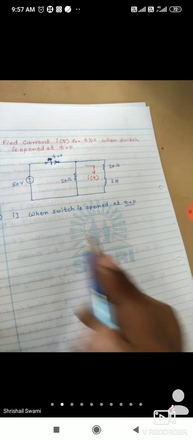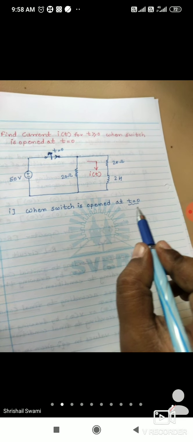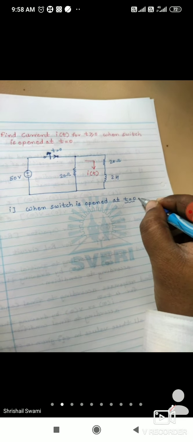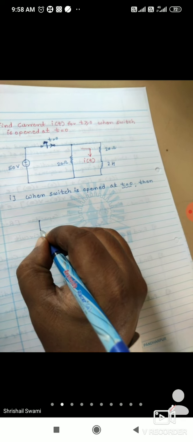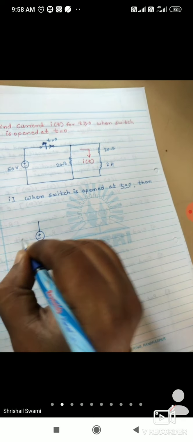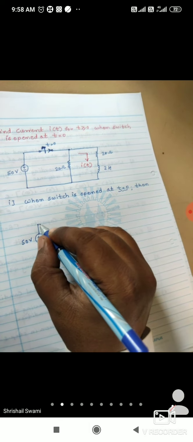So what is the new position of the switch? It is just open at t is equal to 0. That is the new position. So when the switch is open at t is equal to 0, according to that, I will draw the diagram. Plus minus 50 volt. The switch is open now.